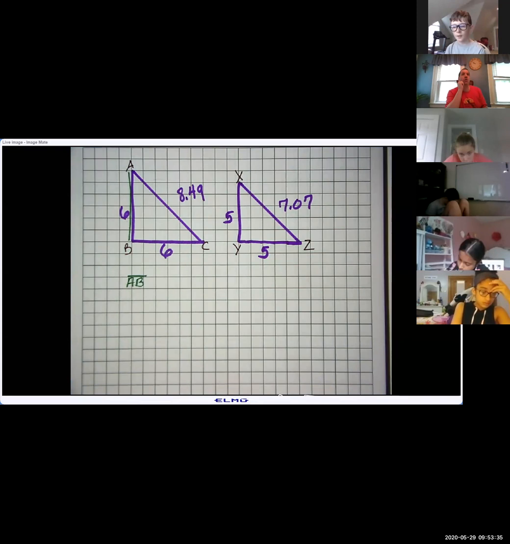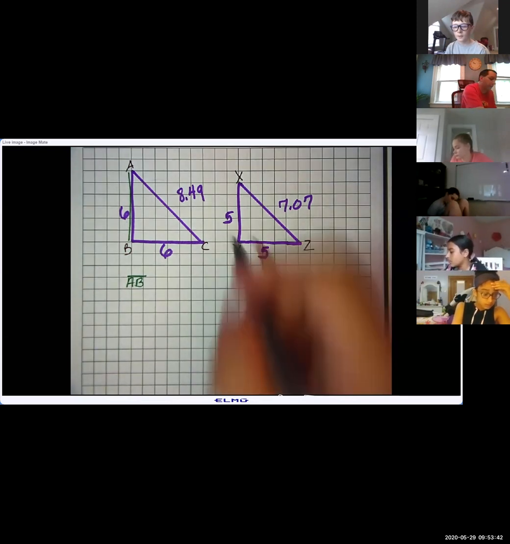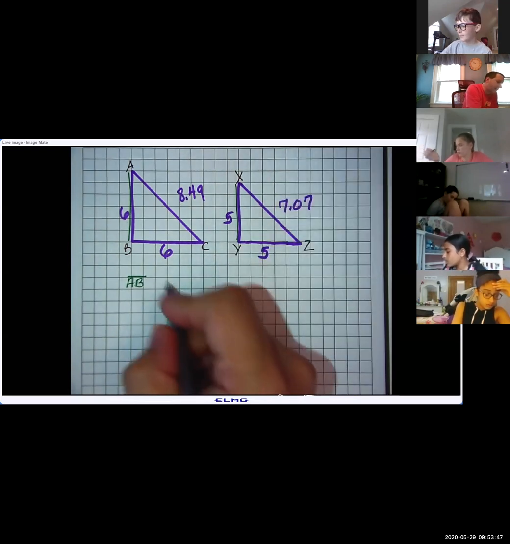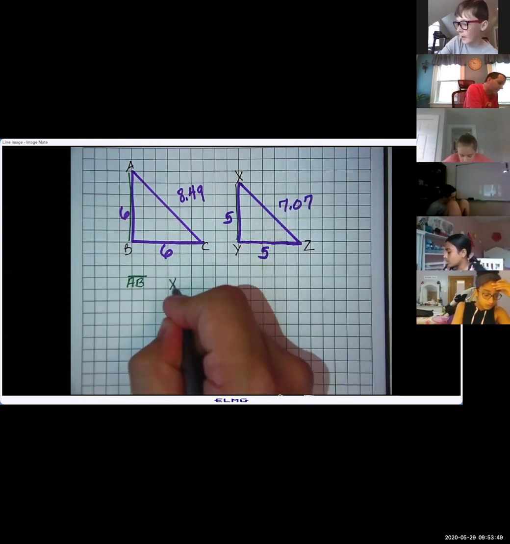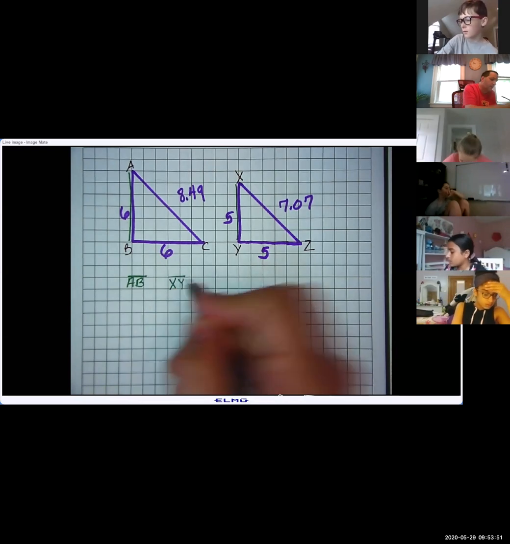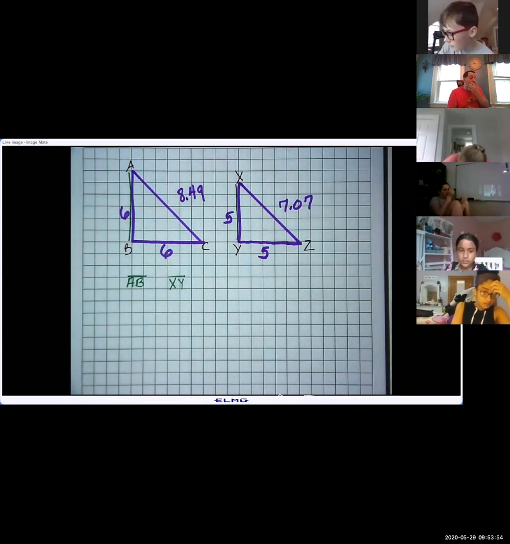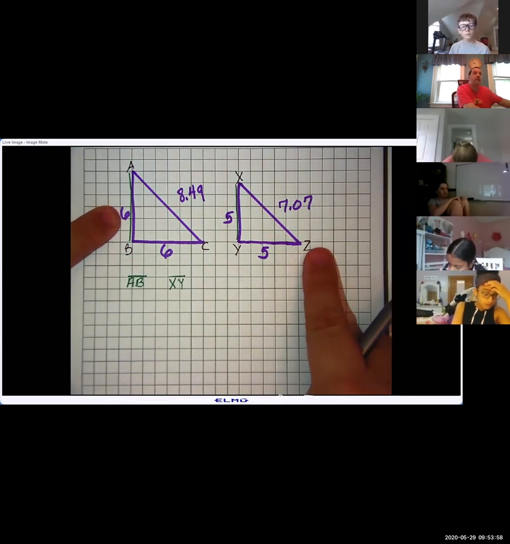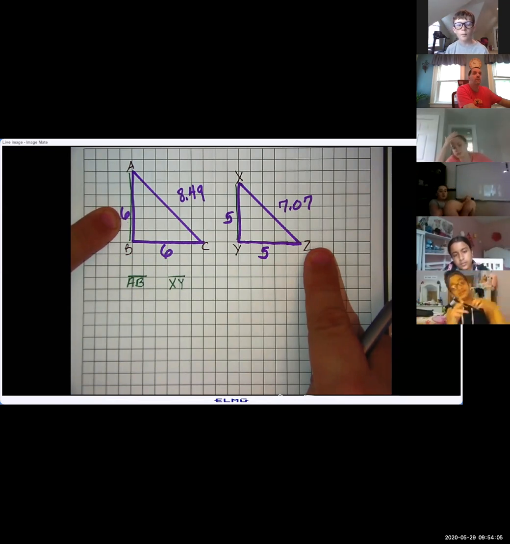Okay, what you're doing is comparing sides. So you have to compare the sides. AB compared to XY. Right? Corresponding sides. Would you compare AB to XZ? No. Why not?